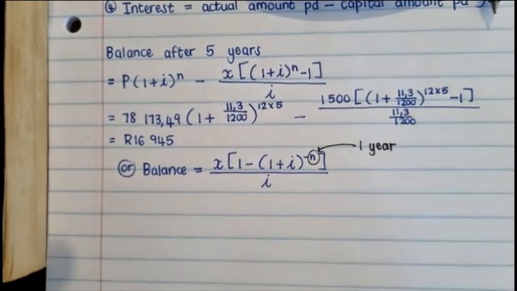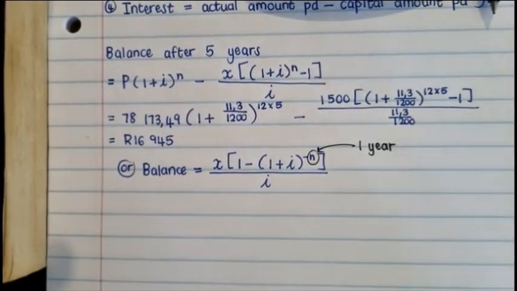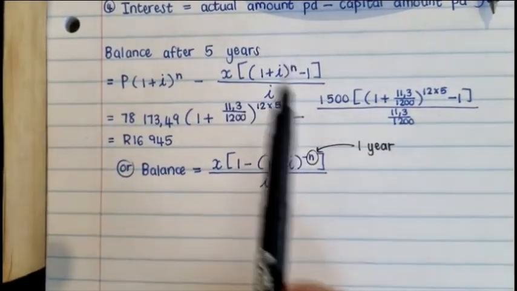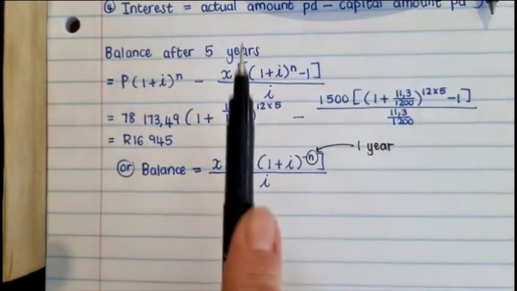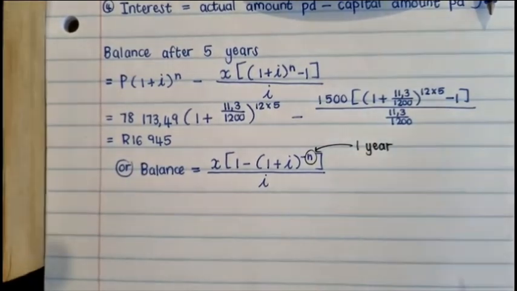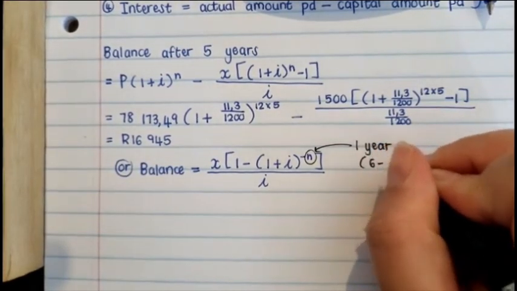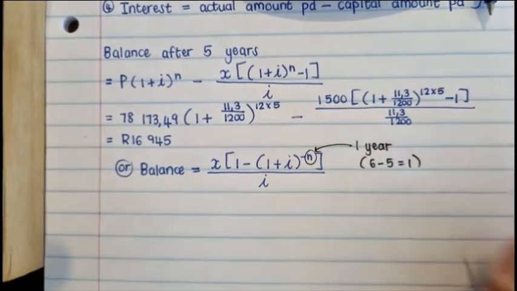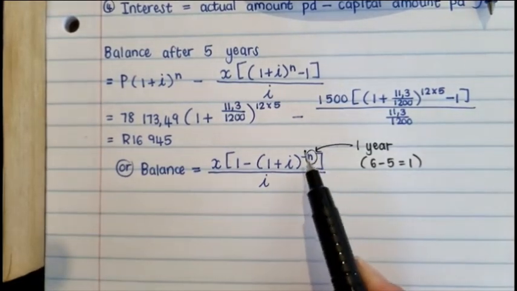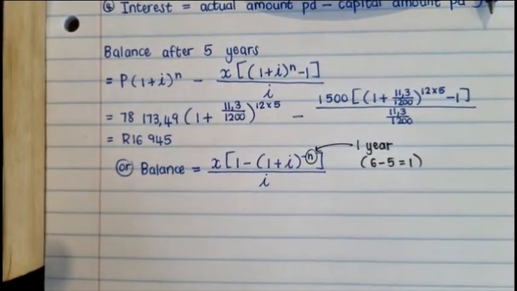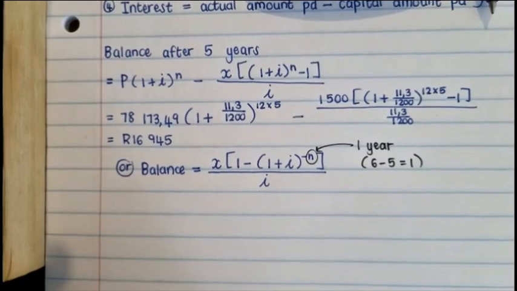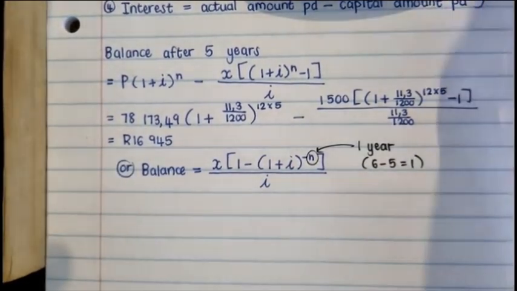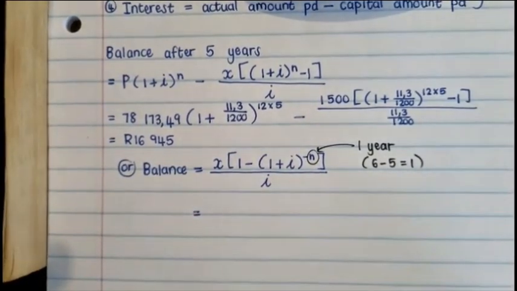Now, it's not necessarily difficult. It can become a bit complicated sometimes. In this case, it's quite easy because it's a 6-year loan. They're asking for the balance after 5 years. So we're going to do 6 minus 5, and we're left with 1 year. So our exponent there is going to be 12 times 1. But that's just something that you have to remember to do if you want to use this formula. But it's fine. We can use it so that you see both of them.